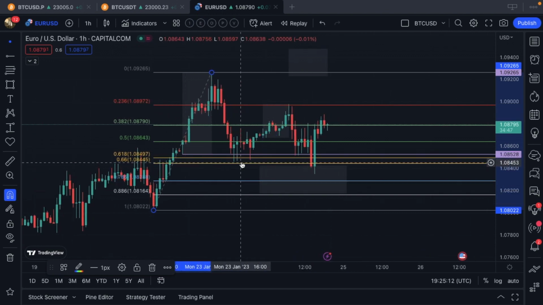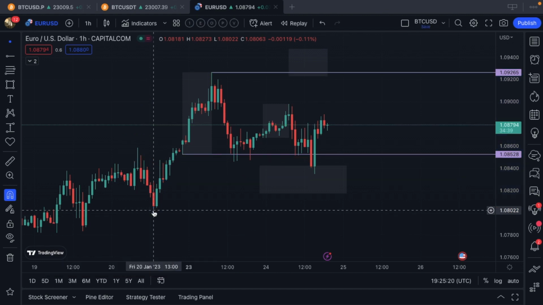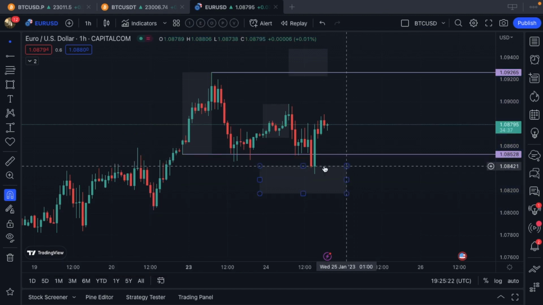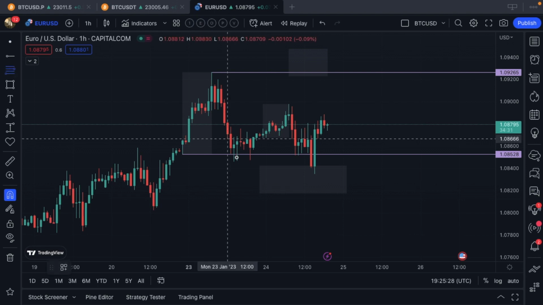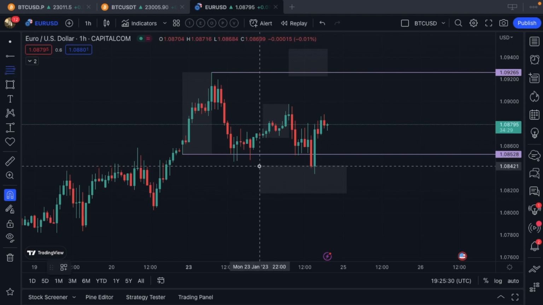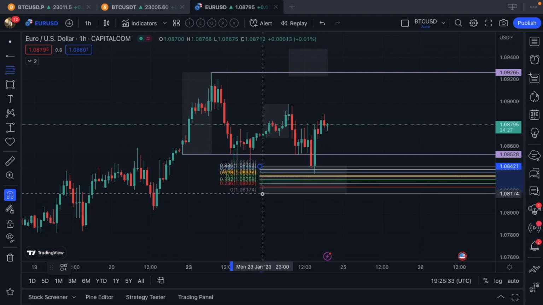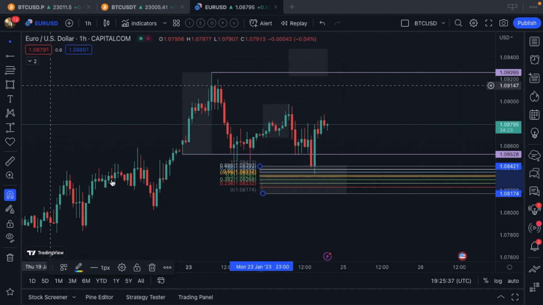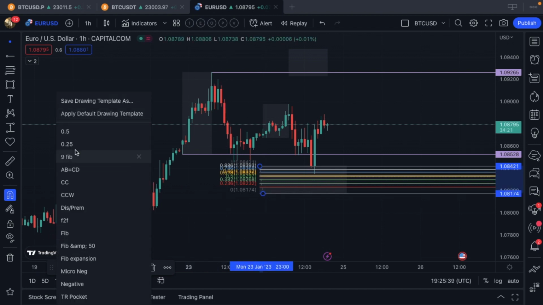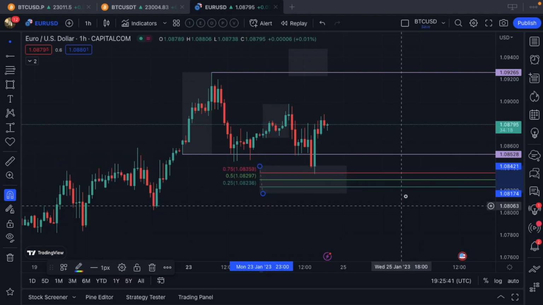In this case, because we haven't tapped the actual deep end of the golden pocket, that's really what I would be looking for. Now, I wouldn't put a trade in the golden pocket. I would use my stop hunt box. So what do I do for that? I put in a fib, and I have a pretty much a Gann style fib template.